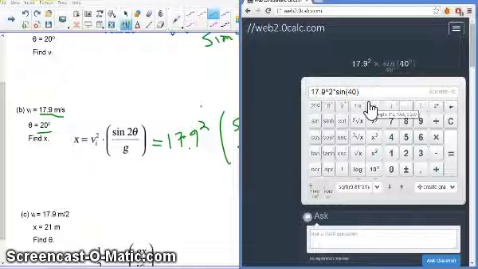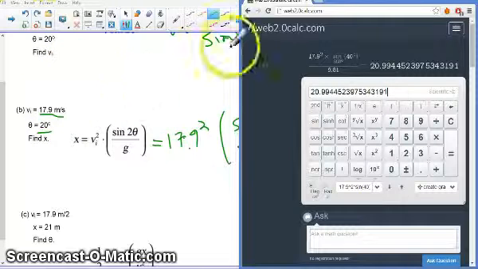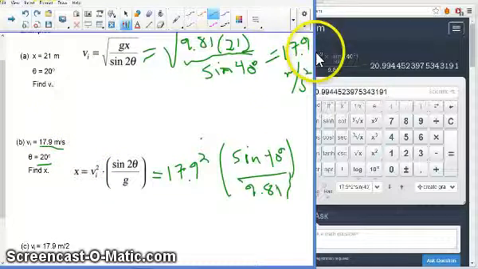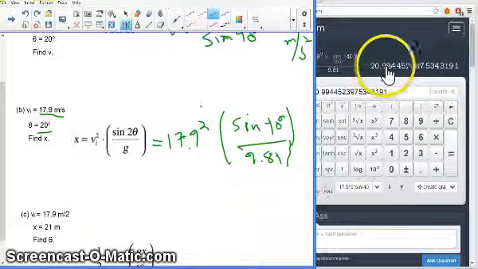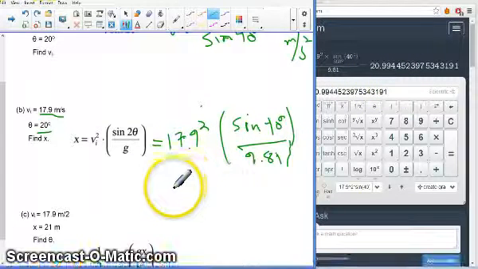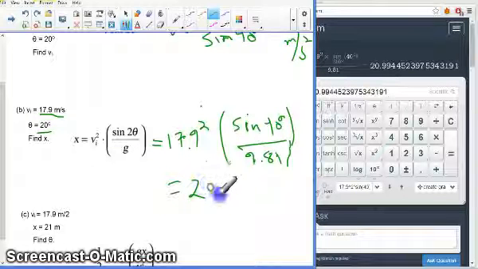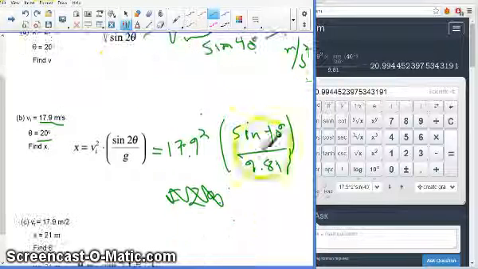And then actually I screwed up. No, I didn't. Never mind. Divided by 9.81. And there's the 20.99. Now it's not 20.1, like from up here, because this answer that I plugged in is rounded off. This wasn't exactly 17.9. It's close enough. Okay, illustrates the point. It's 21 to the nearest number of significant figures, if you want to be careful about that.